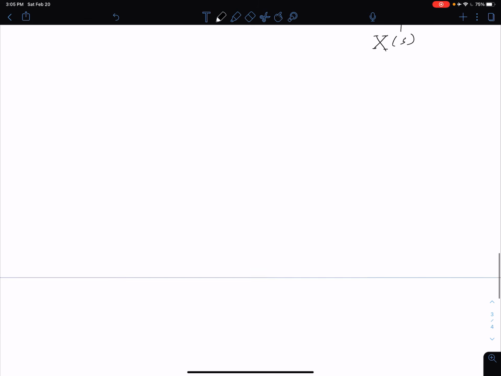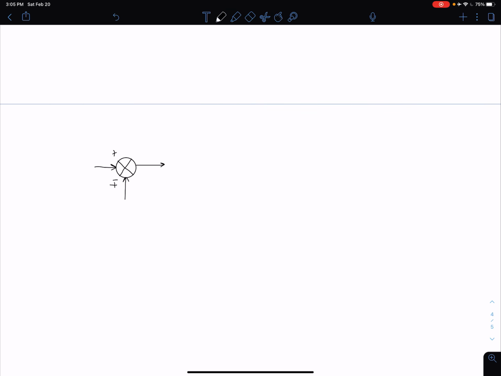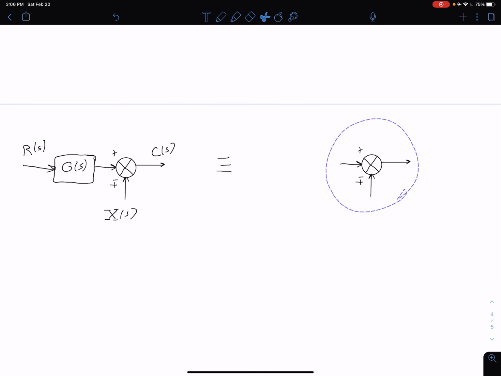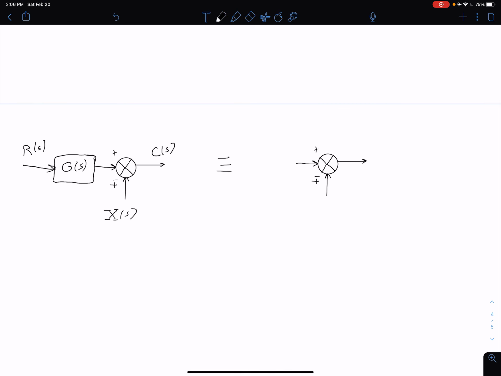Let's say we wanted to go in the opposite direction. So here's our summing junction, and now let's say we initially have some block G of S over here on one of the input sides. Now this is our C of S, this is our R of S, and this is our X of S. If we want to move that block to the right side, we could say that that is equivalent to, so here's our summing junction again, and we're getting it off of the left side, so we're just going to have R of S here.